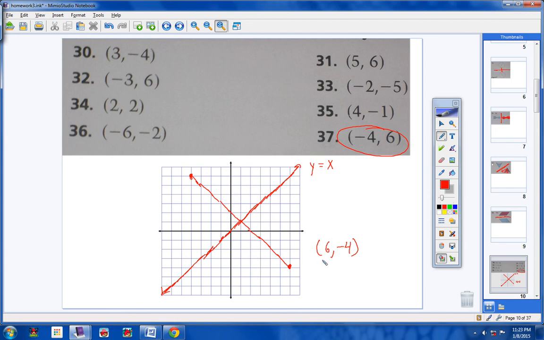So there we go. Okay, students, I hope that's made sense. That's how you reflect a point in the line y = x. Okay?